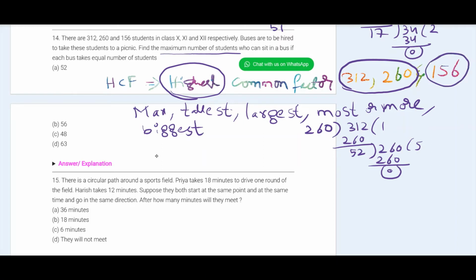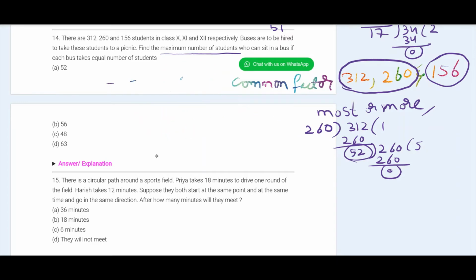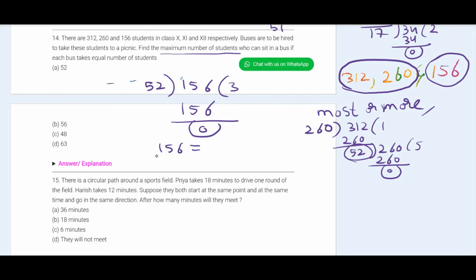Let us find the HCF of 156 and 52. So I'll erase this to get the space. 52 and 156. So this is 52 into 3 times will directly give me 156, and the remainder is 0. So 156 equals 52 into 3 plus the remainder 0. 52 is our HCF. So 52 students can be allocated in one bus. So this is the maximum number of students that can be accommodated in one bus.